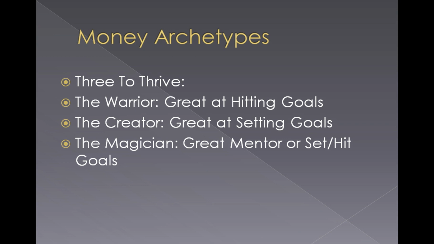So the first one is the warrior, and the warrior is exactly what I told you guys before. That is the hustler. These are people who make things happen, and they're great at hitting goals. So when it comes to a creator, creators tend to be incredibly good at setting goals and figuring out which goals they need to hit. Now, the last one is the magician, and the magician can be a great mentor or model, definitely. And these guys can go back and forth between hitting goals and setting goals. Well, setting goals and hitting goals, but you guys know exactly what I mean.